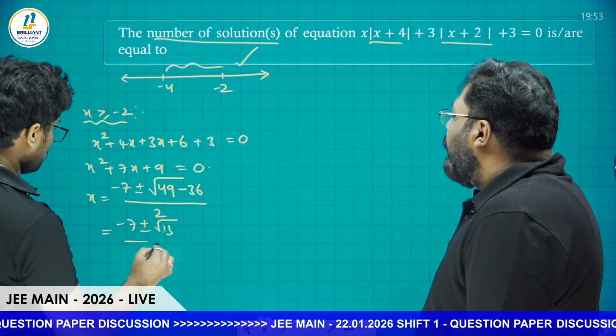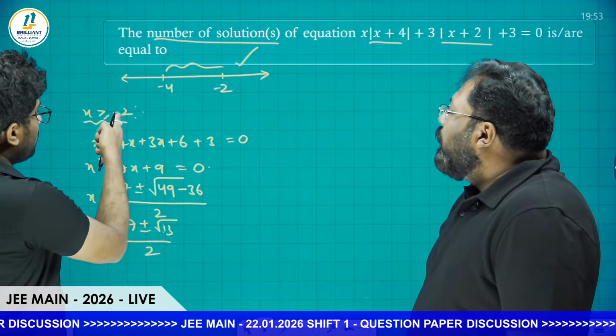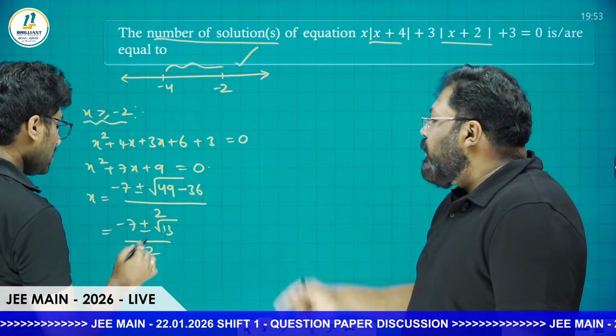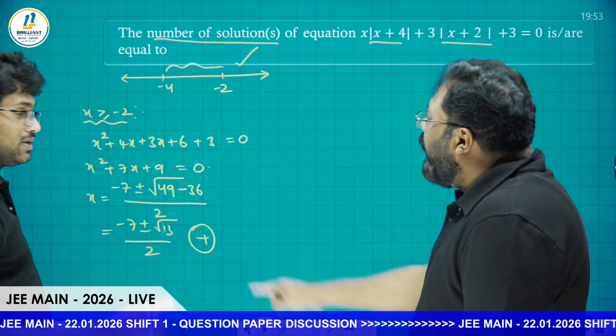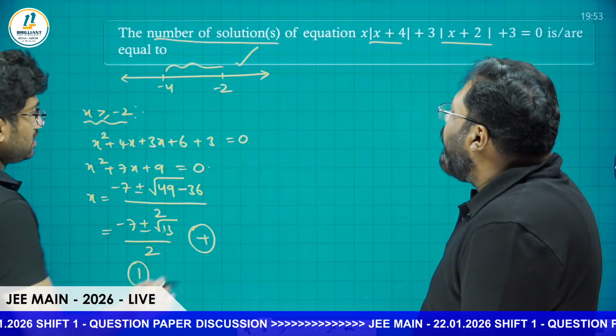Minus 7 plus or minus root over 49 minus 36, root 13, by 2. If we take minus, this value will be less than minus 2, so it will not be considered. We are supposed to take only the plus sign. That means one solution. One solution we got in this case.